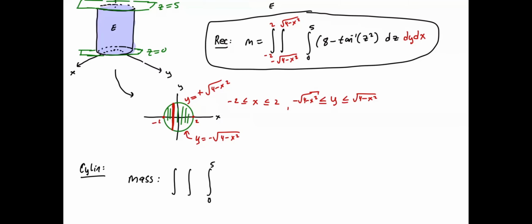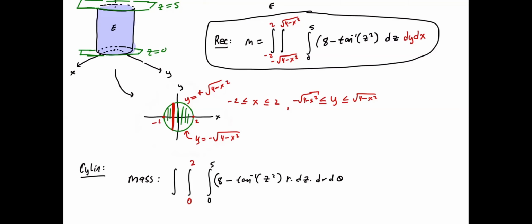And our integrand has the density function 8 minus tangent inverse of z squared, dz. Now, for cylindrical coordinates, we have r, dz, dr, d theta. So we need to find our bound on r. That's going to go on this integral, and then theta will go on this integral. So let's take a look at our region on the floor again. So this is a circle of radius 2. That means r is going to go from 0 to 2. That's the bound on r.